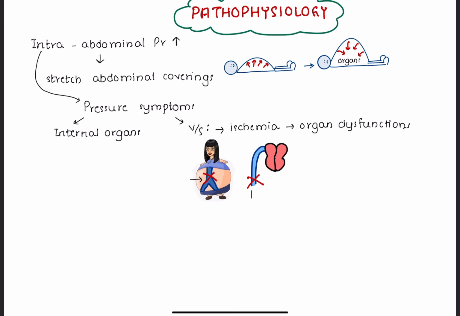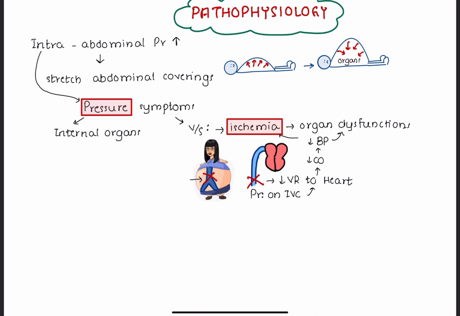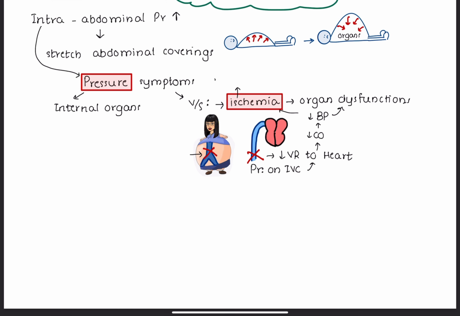Compression on inferior vena cava leads to reduced venous return to the heart, then reduced cardiac output, blood pressure, and reduced organ perfusions. Due to ischemia, oxygen delivery to the cells is impaired, leading to anaerobic metabolism. The end product of anaerobic metabolism is lactic acid, leading to accumulation of lactate in circulation.